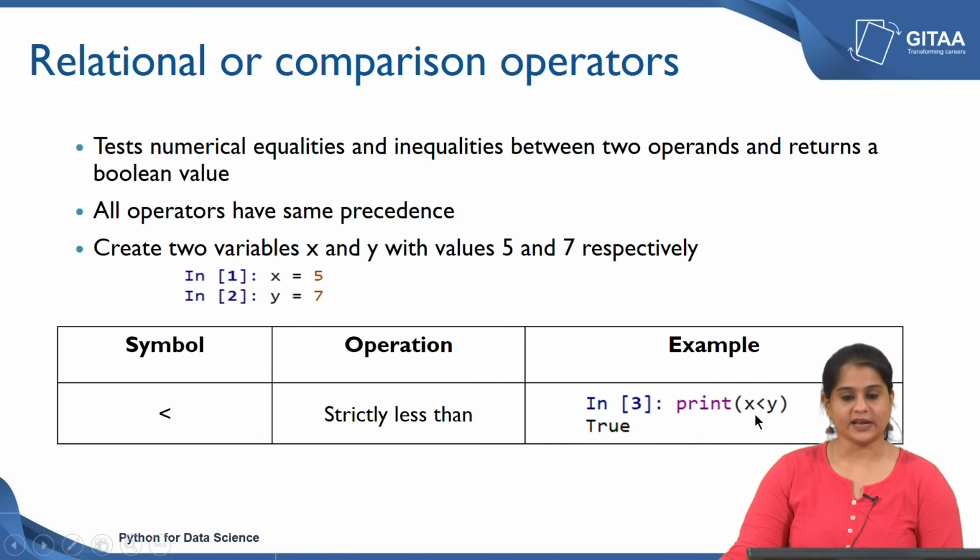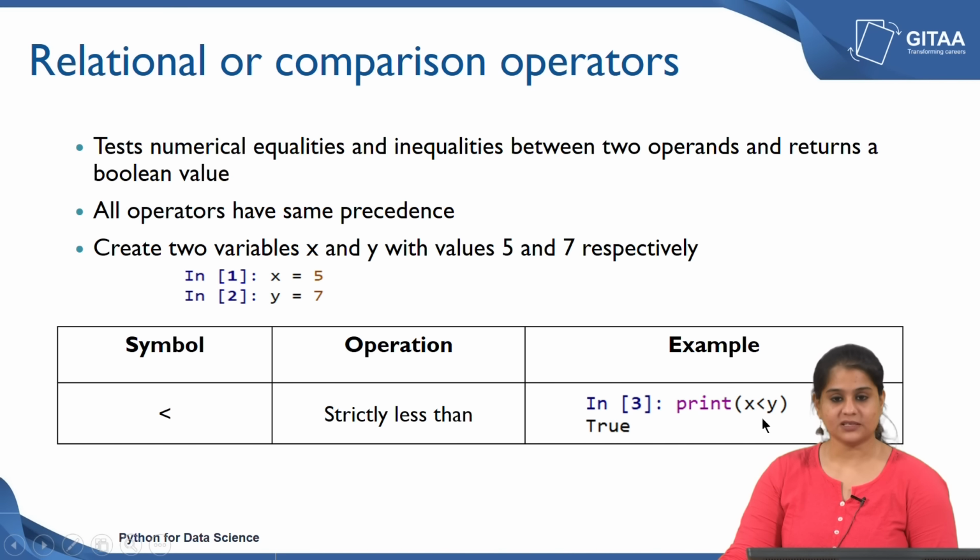Now, we already have the values for x and y. I am just giving the relation x less than y. So, now what will happen is that it will check whether x is strictly less than y. In our case, yes, x is 5, y is 7. So, yes, 5 is strictly less than 7 and hence the output that you will see is true.